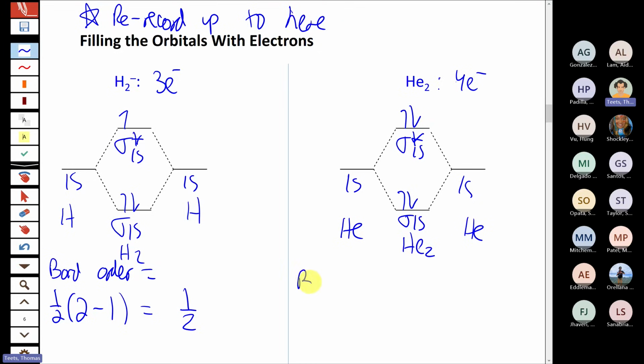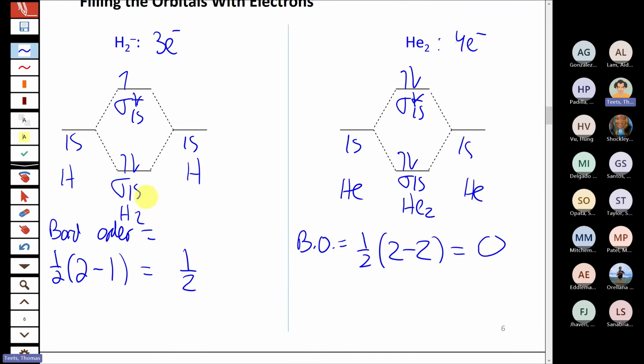So the bond order for this one, if it wasn't already obvious, we have 2 electrons in the bonding orbital, but we also have 2 electrons in the antibonding orbital. So those completely cancel each other out. We get a bond order of 0. Now, what does it mean to have a bond order of 0? Well, this means that the molecule is unstable and doesn't exist.